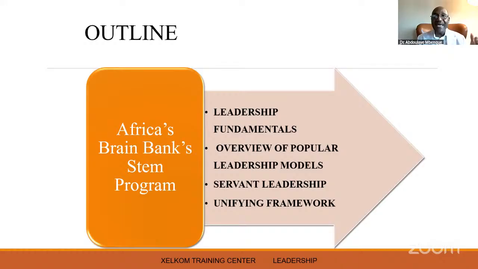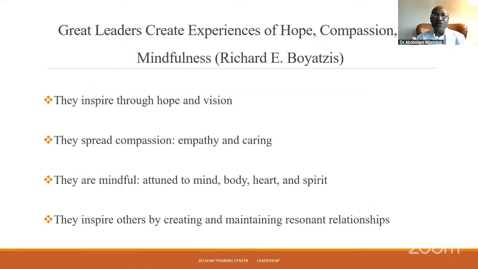That's when I came to the realization that when you look at leadership, it must be a holistic approach to leadership. And I said, okay, let me challenge myself to come up with what I call a unifying framework for effective leadership. But first, let's listen to some of the great thinkers of the neuroscience of leadership.